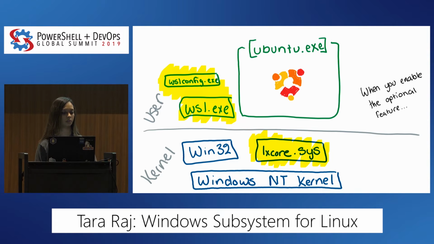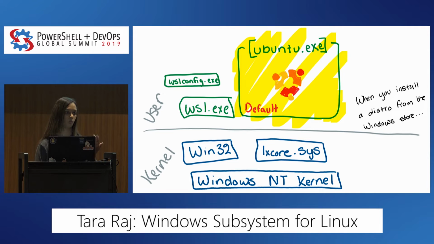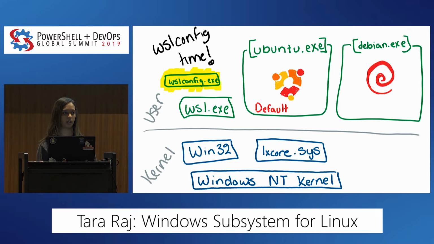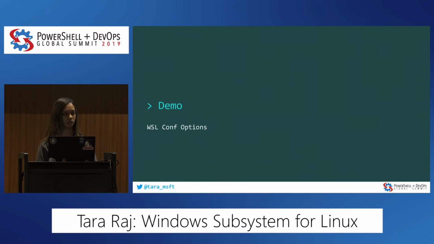When you enable the optional feature, you'll get these three components, and then when you get it from the store, you then get your distro itself. The first distro you install is your default, but you can install many distros and run them side by side, and the other distros are also available in the store. So now let's talk about the WSL config helper tool a little bit, and I'll do a quick demo of some of the things you can do with that.